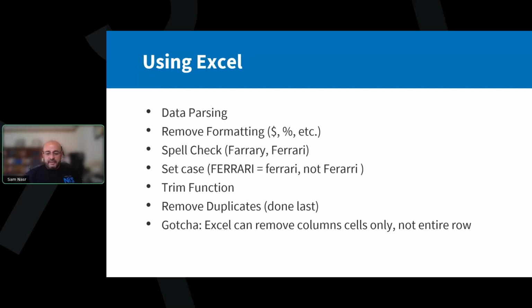Now, just like everything else, it has its ups and its downs. One gotcha is that Excel can remove an entire column, but not the entire row. Meaning I can actually remove a column or remove cells within a column, and then everything shifts upwards, and now I have mismatching data, but I won't know that, right? So I can accidentally shift my data without knowing it, and that's one of the downfalls of Excel.